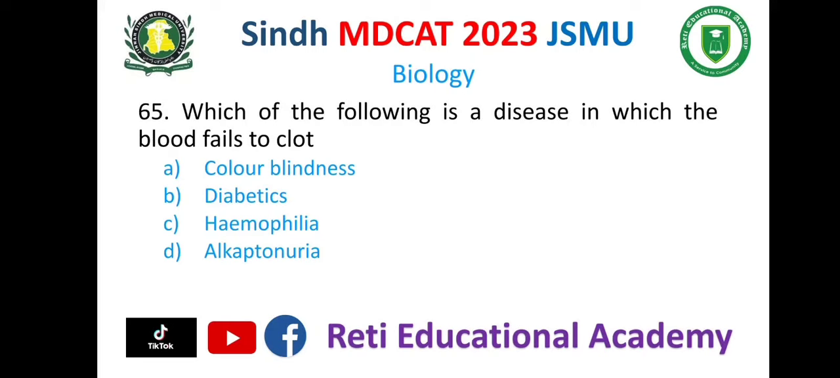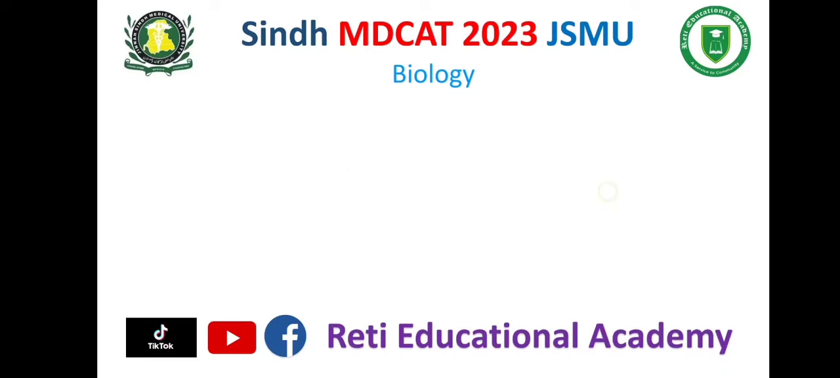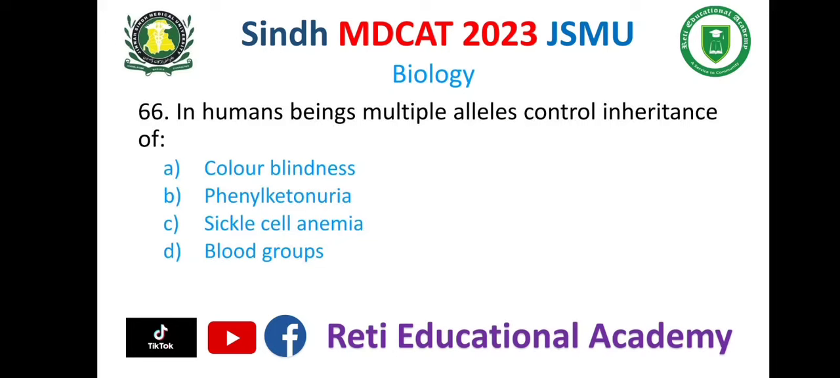Question number 65. Which of the following is a disease in which the blood fails to clot? A, color blindness, B, diabetes, C, hemophilia, D, alkaptonuria. And the correct option is C, hemophilia. Question number 66. In human beings, multiple alleles control inheritance of A, colorblindness, B, phenylketonuria, C, sickle cell anemia, D, blood groups. And the correct option is D, blood groups.